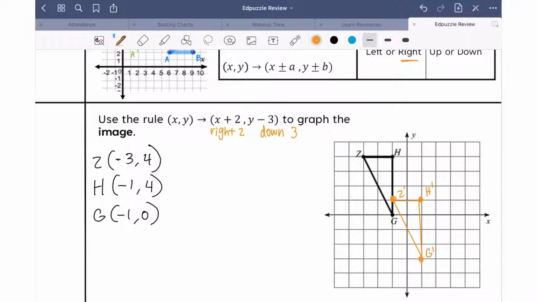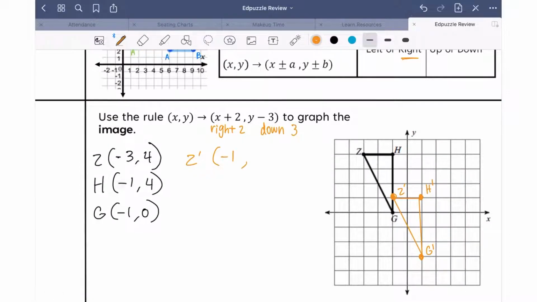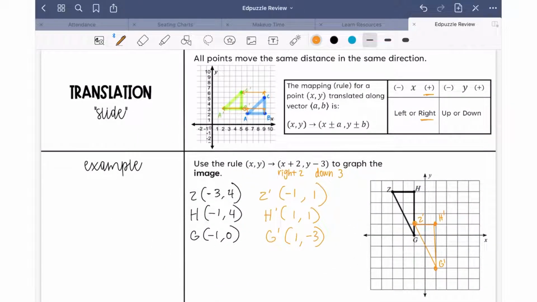All right. And what are those new coordinates? Let's just write them down. Z prime is now at -1, 1. H prime is now at 1, 1 on the grid. And G prime is now plotted at 1, -3, okay? And that is how we do translations.